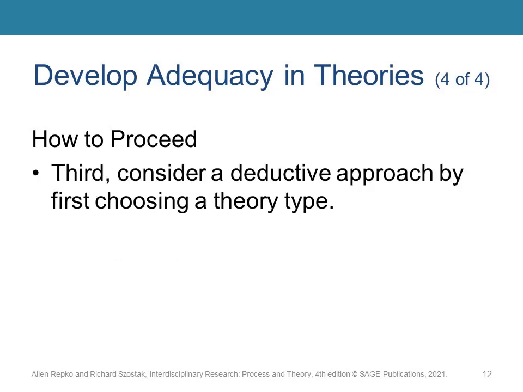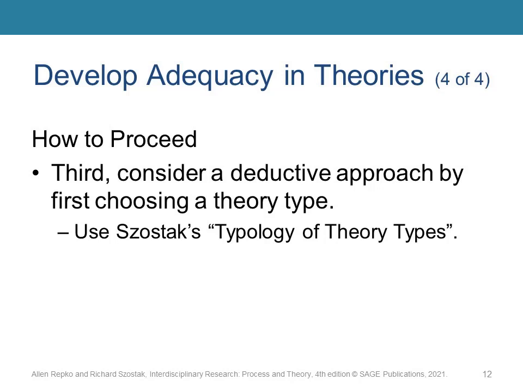Third, consider choosing a theory type and then identifying theories within that type. This is what we call a deductive approach. We start broad with categories or types, and then we narrow our search to identify specific theories that are relevant to the problem. Sawstock created a typology that can help us with this. You can find his typology of theory types in the textbook.